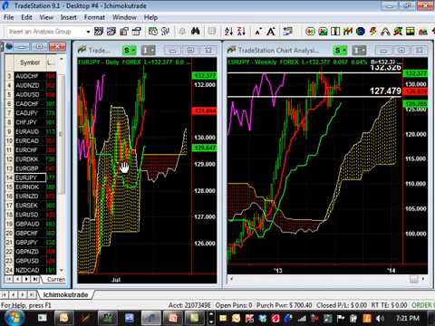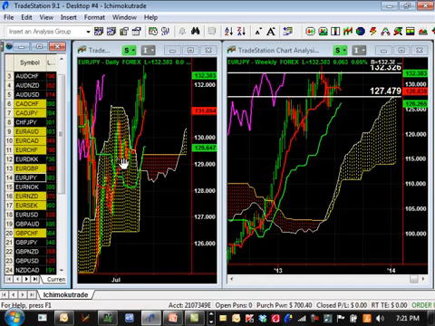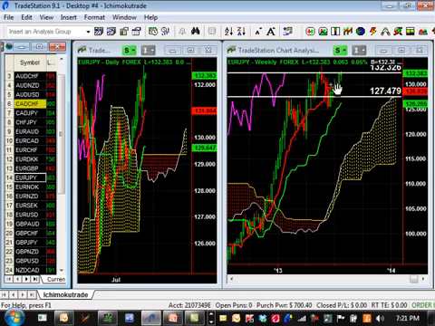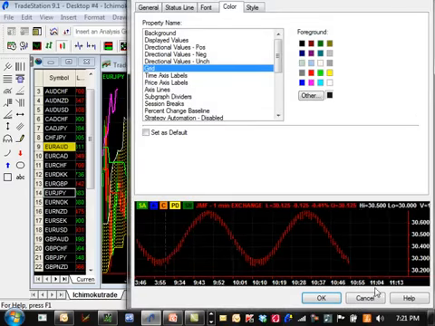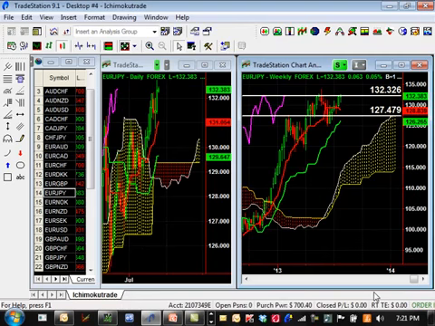Trending on the weekly, but kind of consolidated here on the daily due to this little consolidation pattern within this trend. If you look at it here, it's butting against the resistance at 132.32. Support is going to be 127.47 moving forward.